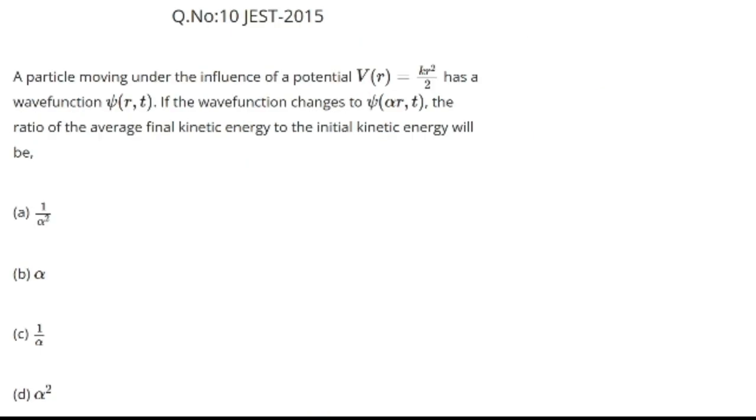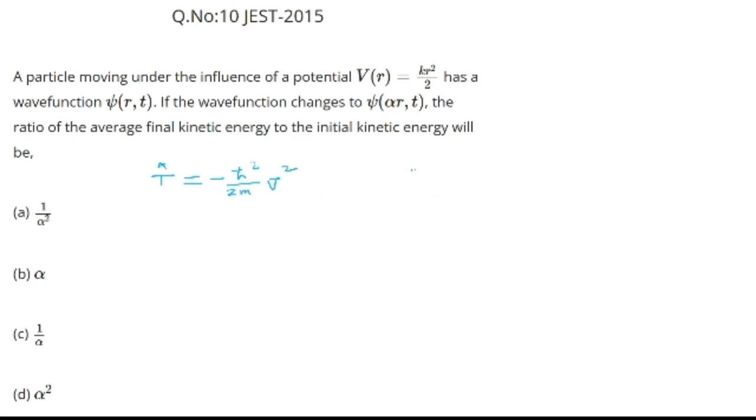Next, the potential is given as k r square by 2, and the wave function is psi of r, t. If we change the wave function to psi of alpha r, t, what will be the ratio of the average kinetic energy to the initial kinetic energy? It is also very simple. Now what is the kinetic energy operator? The kinetic energy operator is nothing but minus h cross square by twice m times grad square.